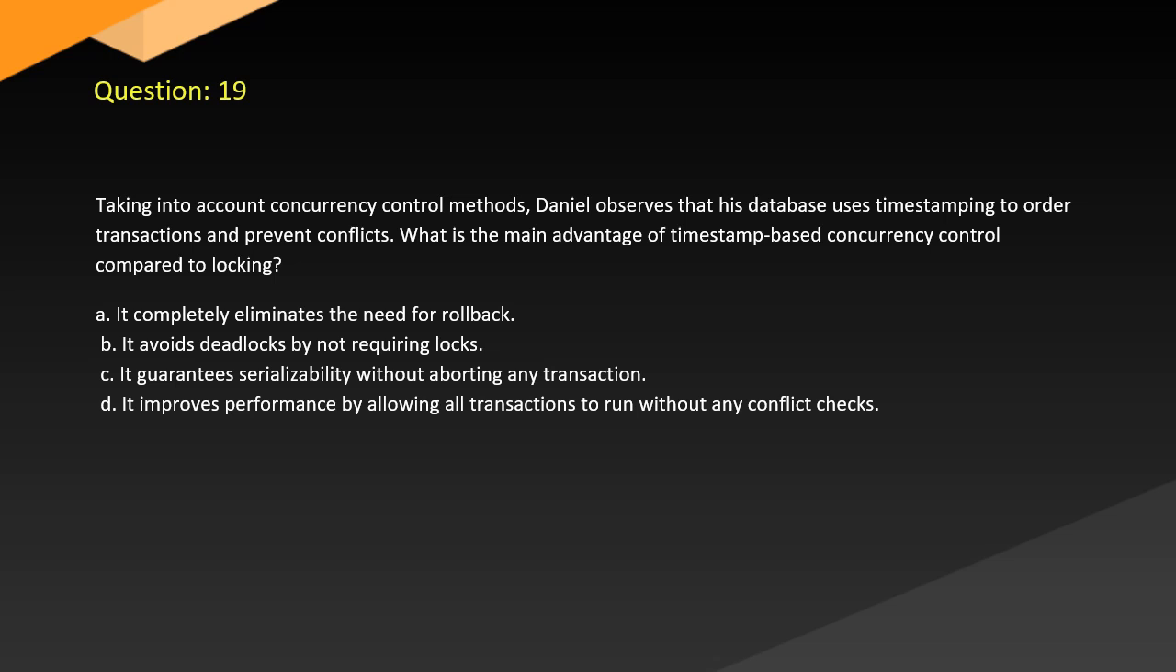Question 19. Taking into account concurrency control methods, Daniel observes that his database uses timestamping to order transactions and prevent conflicts. What is the main advantage of timestamp-based concurrency control compared to locking? A. It completely eliminates the need for rollback. B. It avoids deadlocks by not requiring locks. C. It guarantees serializability without aborting any transaction. D. It improves performance by allowing all transactions to run without any conflict checks.